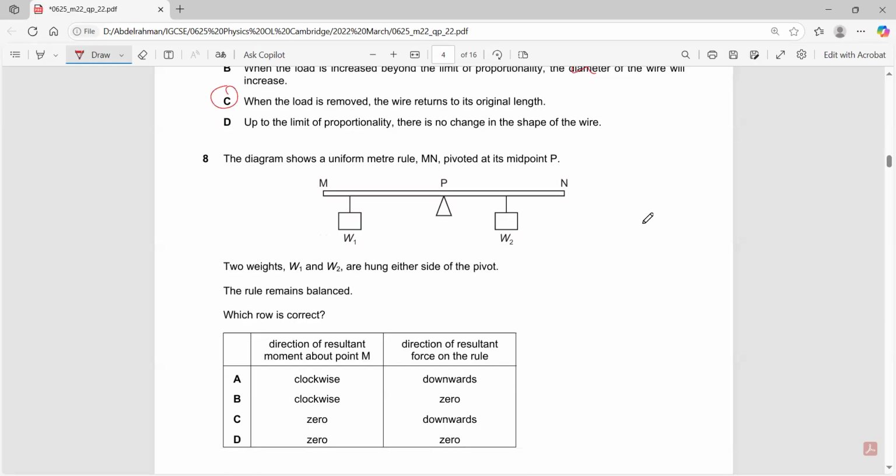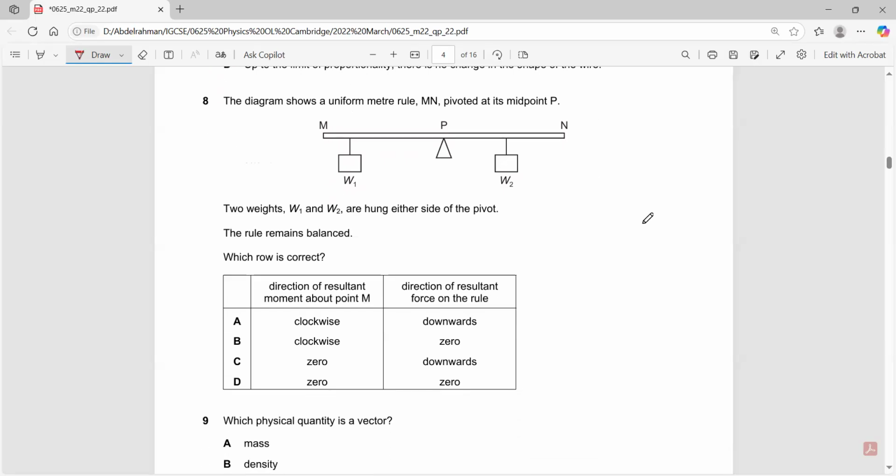The diagram shows a uniform meter rule. M N is pivoted at the midpoint P. Two weights, W1 and W2, are hung on either side. Which row is correct? Direction of the resultant moment about M.